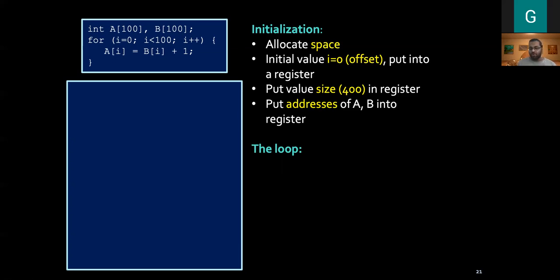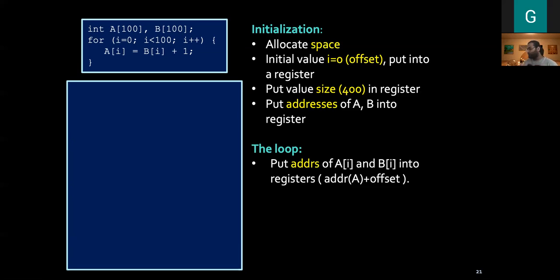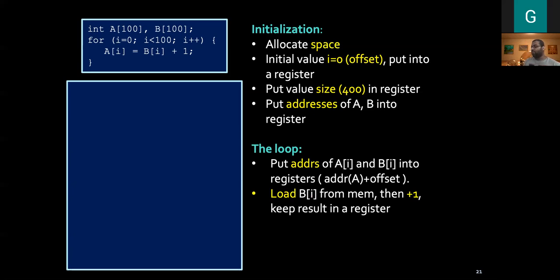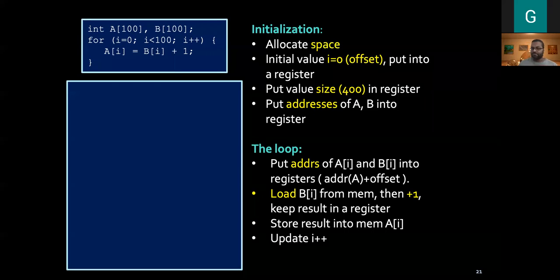Now, for the loop, what do we need to do? We need to put the actual addresses of the ith element into registers. So we need to compute the base address plus the offset. Once we do that, we want to load the value of B index I into a register. We also need to add 1 to it. And once we're done, we store that value back into the A array, and then we update I. And once we're done with that, we can just check our loop condition and jump back to do it again.